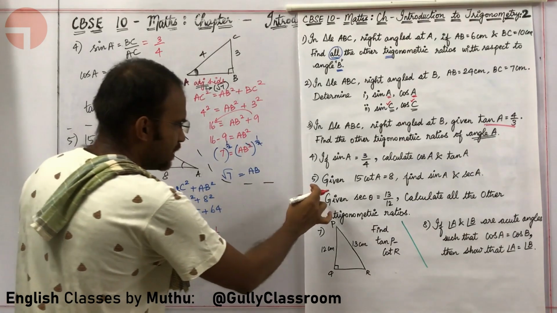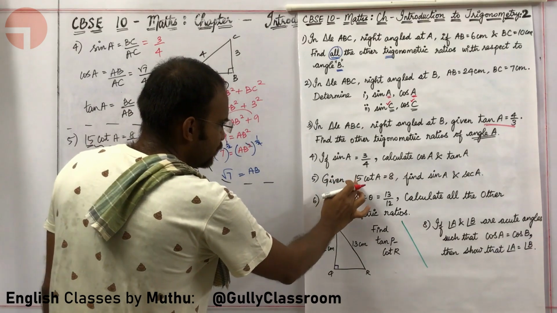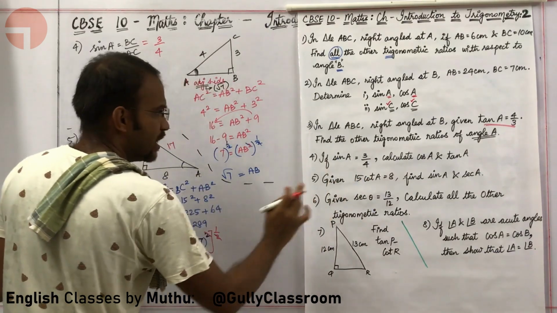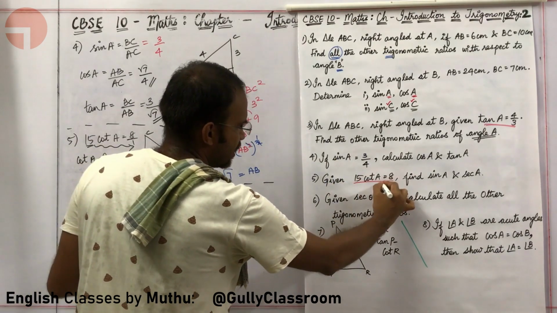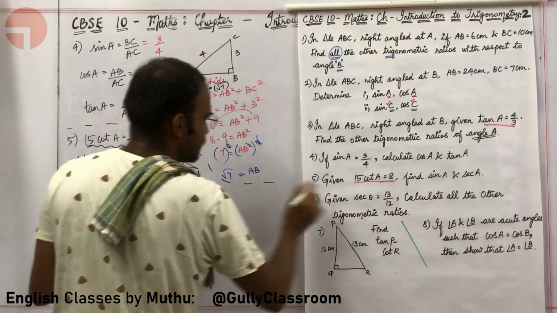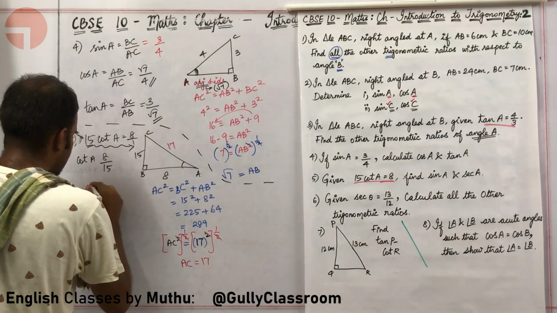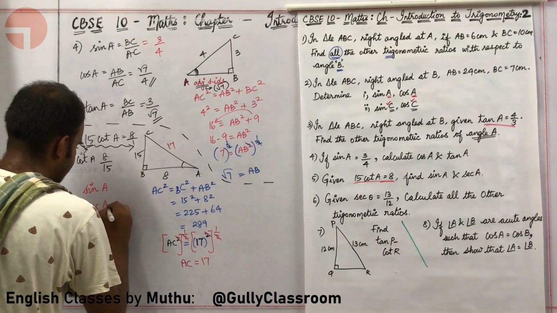In the fifth problem, given is 15 cot A is equal to 8. They are asking us to find sin A and secant A.